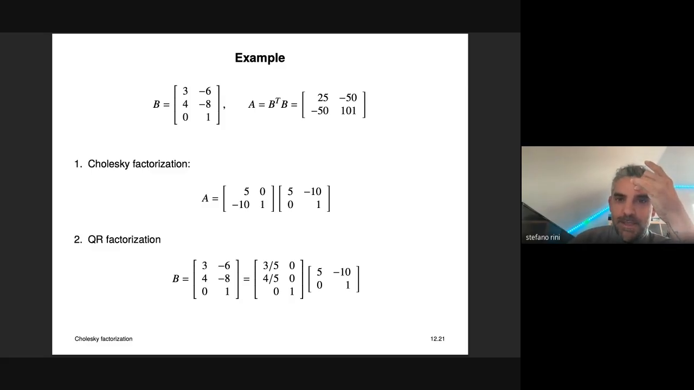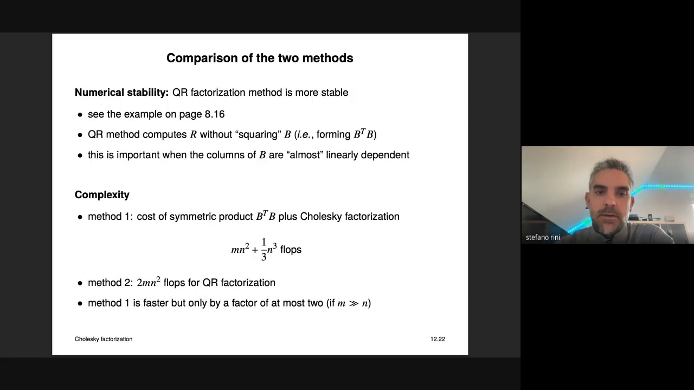So B transpose B gives us A. We have this object. So the factorization of this object is just one step, right? Because it's simply 2 by 2. So the Cholesky factorization is this nice object, 5, 0, minus 1, 1. So then we can do the QR factorization, and we know that this is going to be the same term. And so we just have to find this object here, which is the Q version, because the R we found from the Cholesky factorization. Okay, now we have two different ways of finding the R matrix.